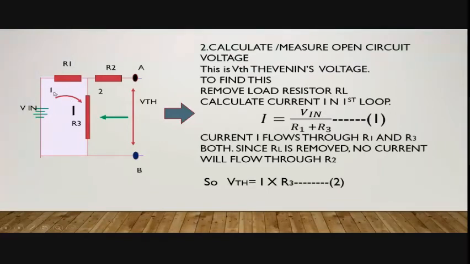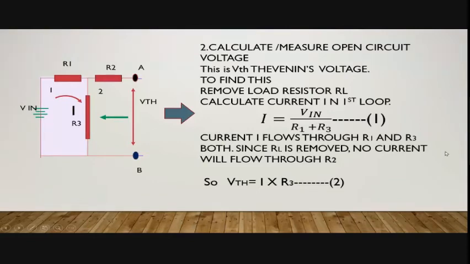You have to find the current. How do you find the current? You have one EMF source V in and two resistors R1 and R3. So simple Ohm's law you can use here. R1 plus R3 is the total resistance in loop 1. V in is the EMF or the voltage. Then current is given by V in by R1 plus R3. Correct? So current I is equal to V in by R1 plus R3.